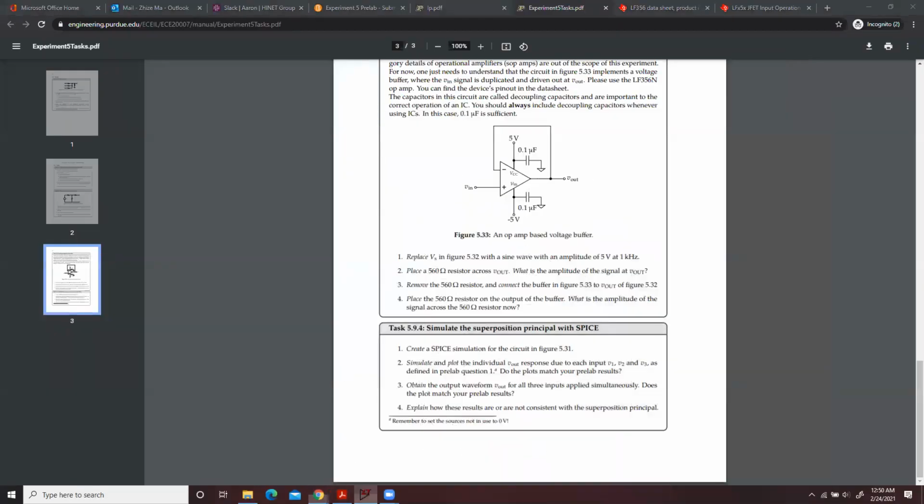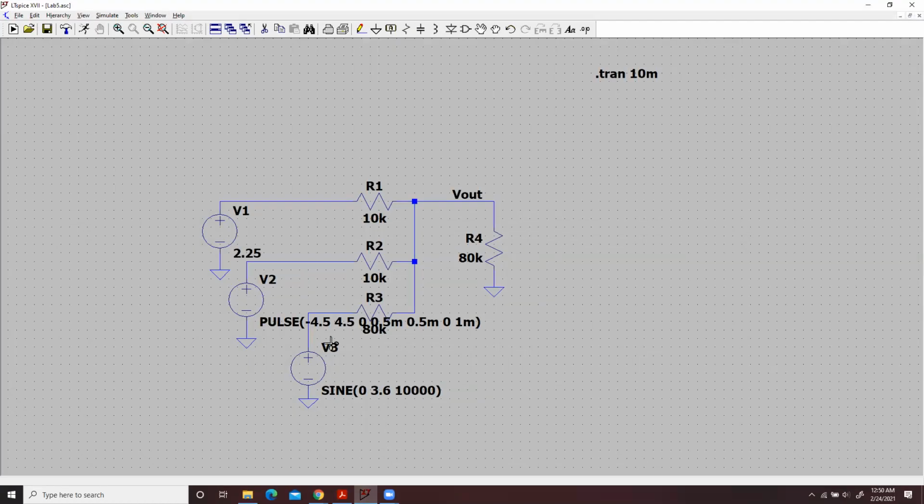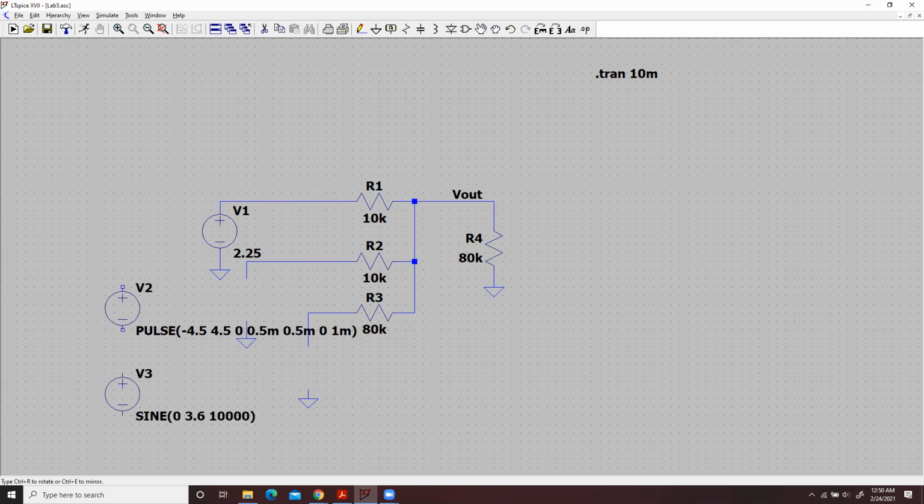How you can do that: after you build the circuit, for example, if I'm trying to plot Vout1 due to voltage source V1, what you need to do is make V2 and V3 short to ground. After you run the transient simulation, this will give you Vout1. The same thing for Vout2 and Vout3: you need to short V1 and V3 when you do Vout2.